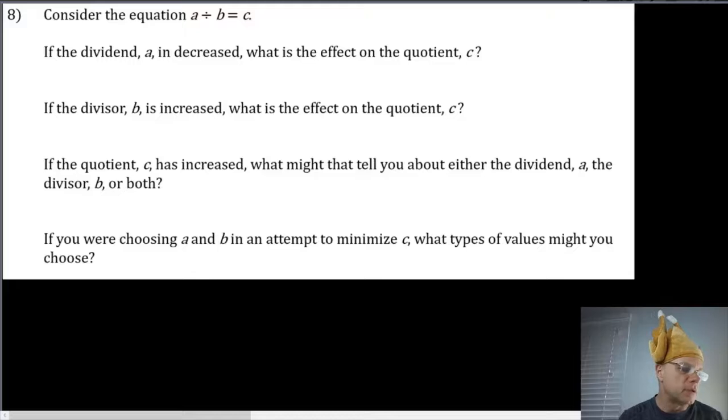Last problem on page 2. Consider the equation A divided by B equals C. So the quotient of A and B is C. If the dividend A is decreased, what is the effect on the quotient C?